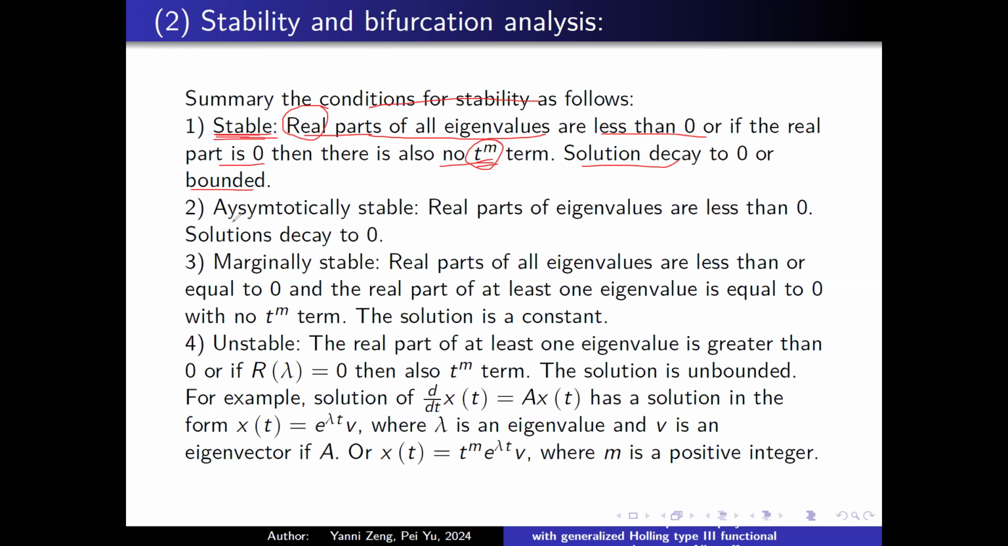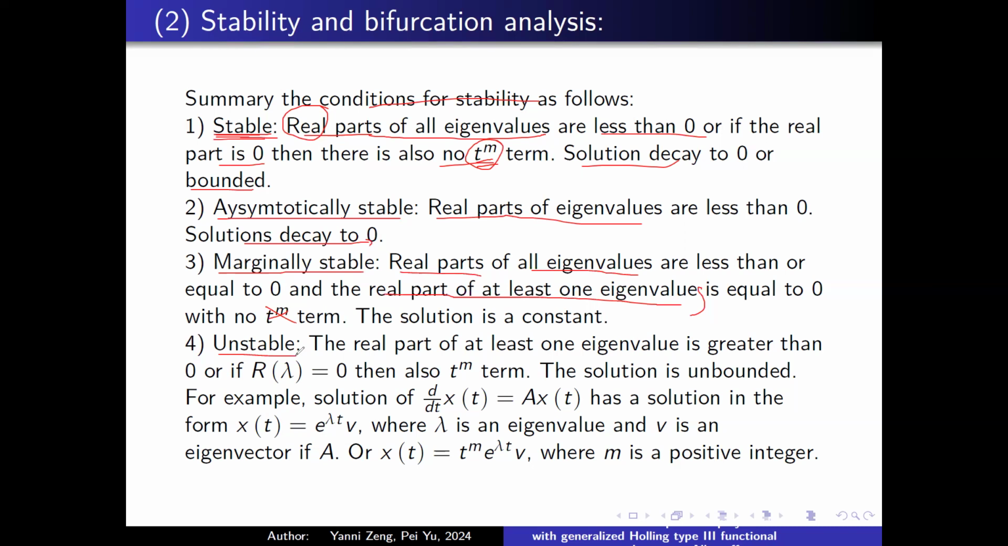So the second case is asymptotically stable: if the real parts of all eigenvalues are less than 0, the solution decays to 0. And the third one is marginally stable: if the real parts of the eigenvalues are less than or equal to 0, and at least one of the eigenvalues has real part equal to 0. And we also don't need to consider the t^m term.